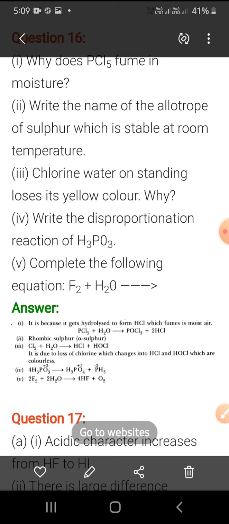The question number 4 is also very important. Write the disproportionation reaction of H3PO3. Whenever this reaction occurs, you will be getting H3PO4 plus PH3, where the phosphorus is showing 3 different forms of oxidation state. Complete the following equation: F2 plus H2O. When F2 is hydrolyzed, it gives you HF plus O2.